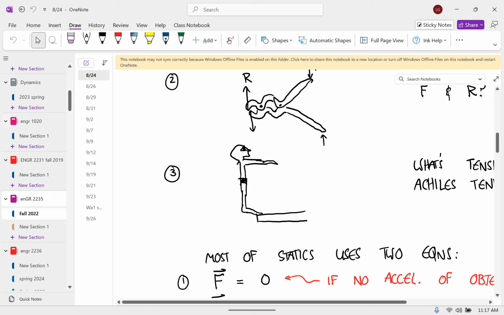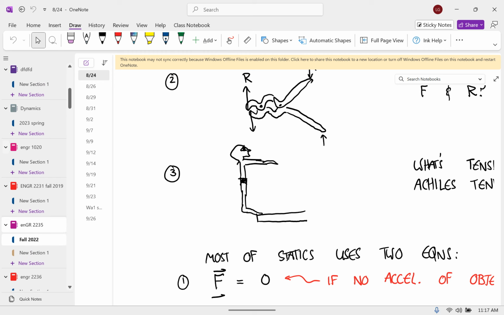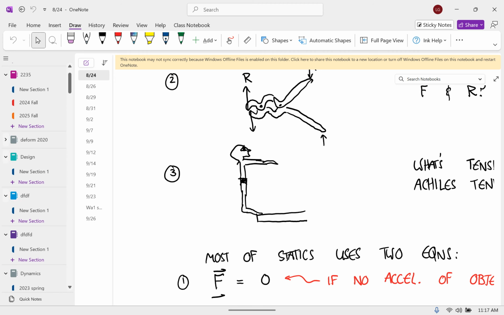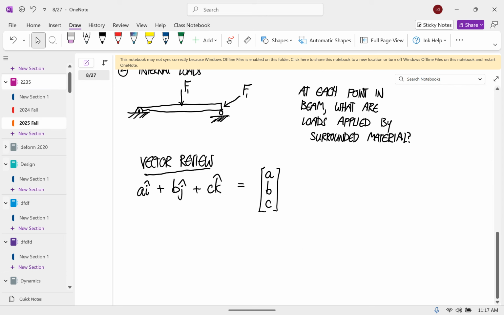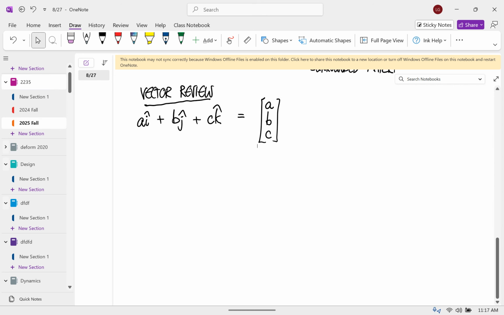Oh, that's a different one. Let's see. I just got this new replacement computer, and so it's going to take me a while to get used to the hand strokes and stuff.